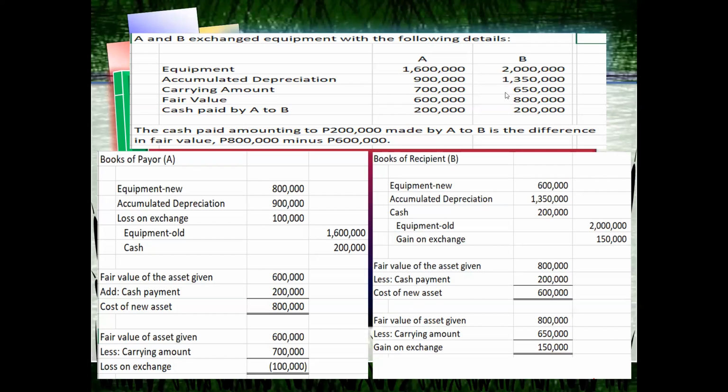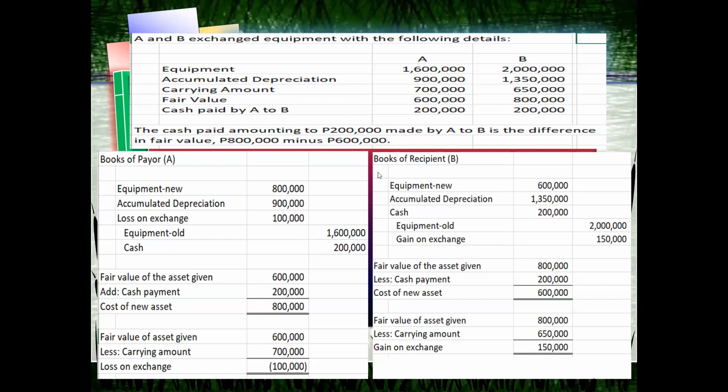So in this case, ito yun, di ba? It's 800,000. So deduct natin yung cash payment. So the cost of the new asset will be, I mean, 600,000. Now, to compute for the gain or loss on the exchange, ganun din. You just compare the fair value of the asset given and its carrying amount. So in this case, ang fair value ng asset na give up ni B ay 800,000. Tapos yung carrying amount niya ay 650,000. So meron siyang gain on exchange amounting to 150,000.